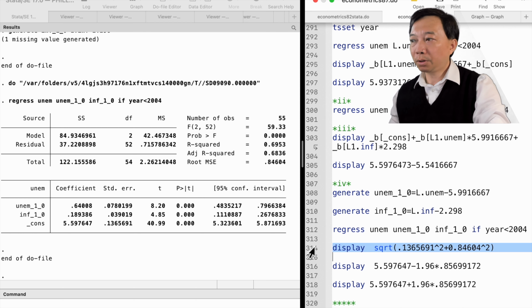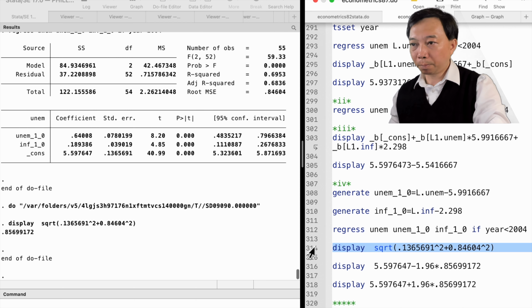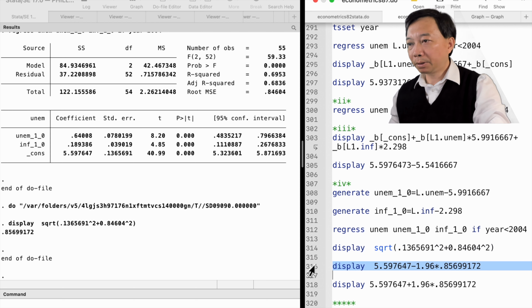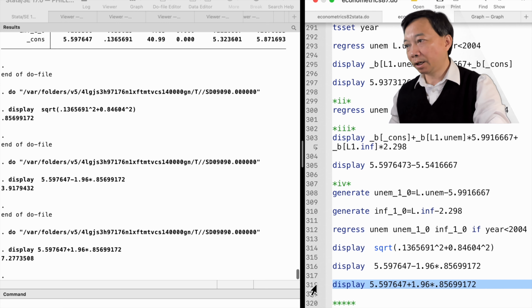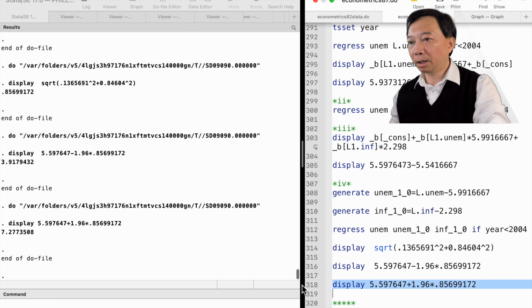But this confidence interval is for the average prediction. For a particular prediction, the interval is wider. Using the formula in the textbook, it is from 3.92 to 7.28. The 2004 actual unemployment is, of course, inside it.